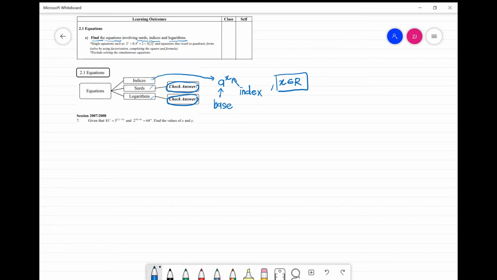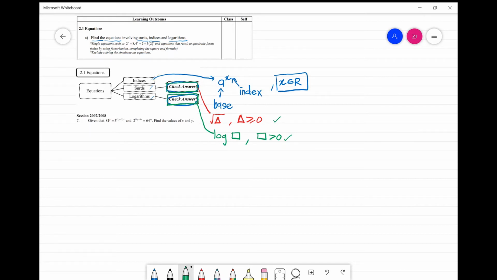For surd we have to check answer, because if you have this surd symbol, any number inside has to be greater than or equal to 0 because we cannot have the root of a negative number. What about log? For log also, if you have log of something, we need to bear in mind that the number has to be greater than 0. So we do have conditions for these two, and therefore we have to check answer every time.